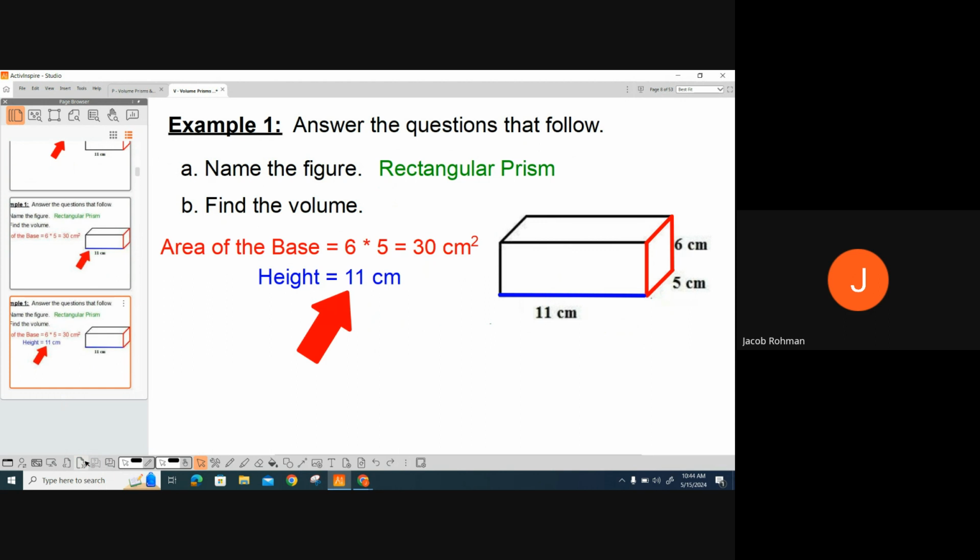Now, to find the volume, we take the 11 times the 30, which is the area of the base times the height, and then we say that that's going to be 330 centimeters cubed. So remember, volume is measured in cubic units, so cubes. And in this case, we're talking about cubic centimeters or centimeters cubed.